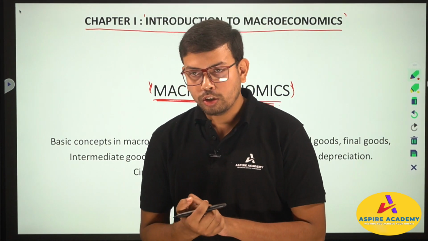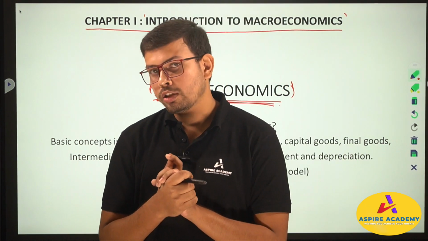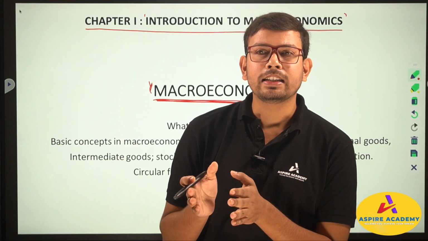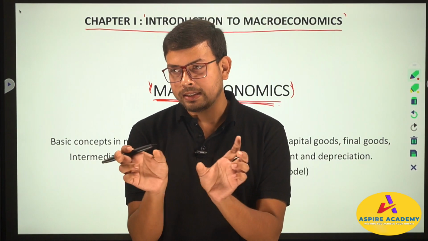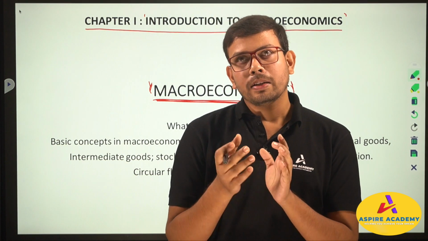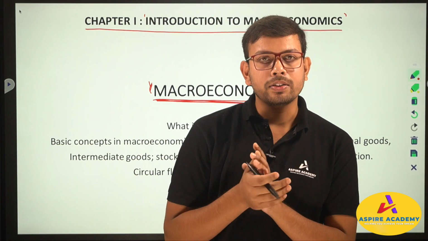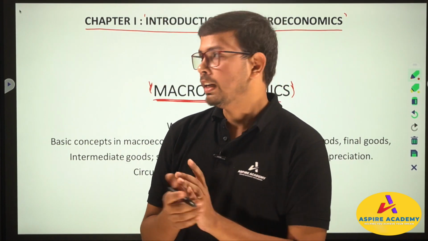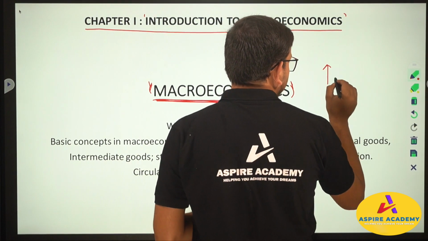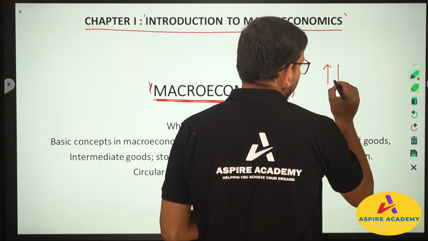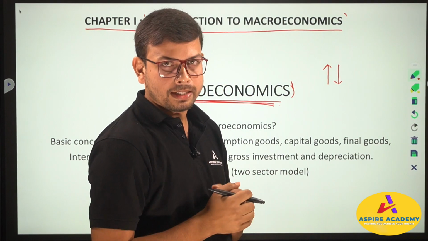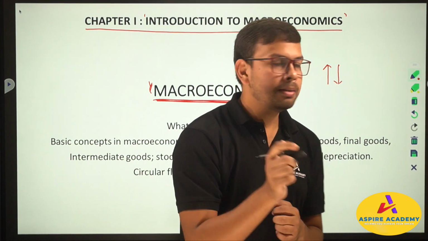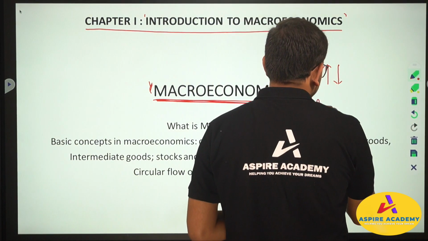Is that clear? Macroeconomics is a different branch of economics that emerged after the Great Depression of 1929 to 1933 or 36. At that time, North America and some European countries faced a really great depression. The unemployment rate was high, and aggregate demand in the economy was very low. The economy was suffering. At that time, one of the prominent British economists was John Maynard Keynes.